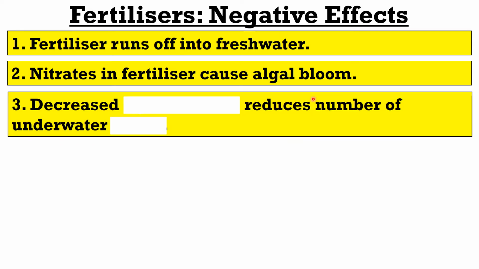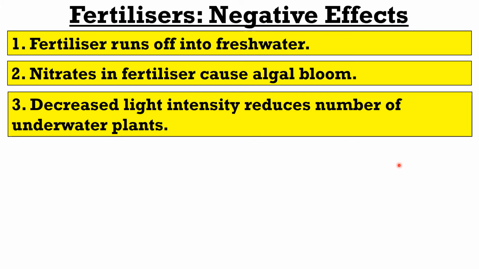So there's a sequence of events which occur, and you need to be able to go through this sequence. First of all, once the nitrates get in there, you've got algal bloom. So think about it, you've got algae sitting on the top of the water. However, you've got underwater plants. Now, if the algae are sitting on top of the water, what's going to happen to the underwater plants? Well, they're not going to get as much light coming through. So you're going to have decreased light intensity. As a result, the number of underwater plants is going to decrease because they can't carry out photosynthesis. Okay, so that's the first thing.